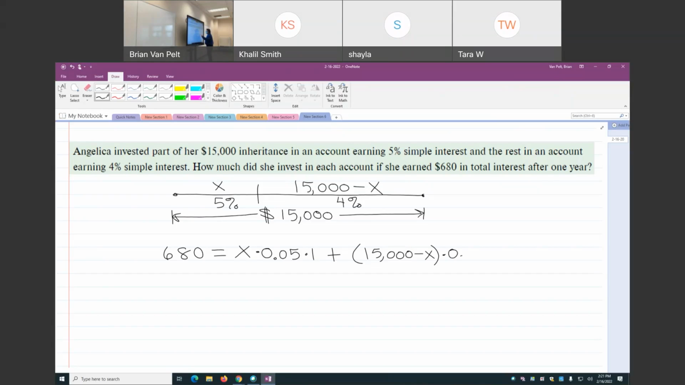Times 0.04, for 1 year. See those PRTs? Now, the method you guys are using to solve the previous problems would fail you for this. This is not two separate problems. You have to have it in one equation.